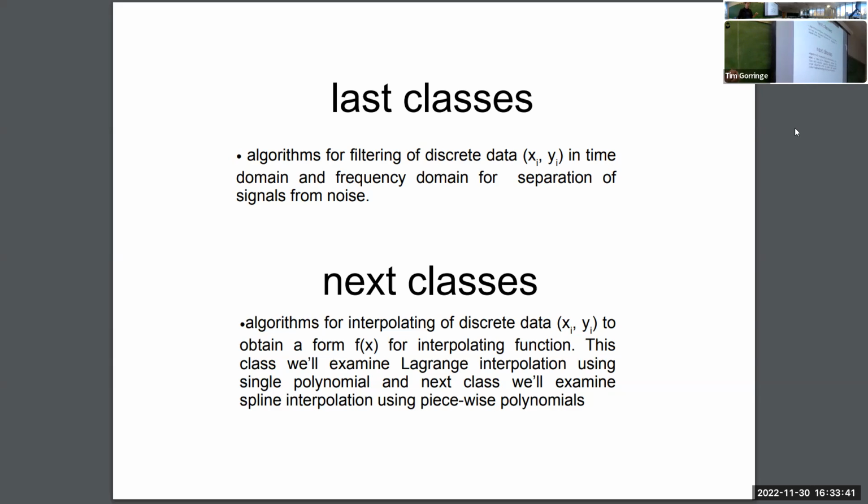Over today's class and the next class, we'll look at two ways of doing that. One uses what's called Lagrange polynomials, Lagrange interpolation, and the other one uses a spline method in which we use piecewise polynomials for the interpolation. Today we'll work on the Lagrange interpolation, and on Monday we'll work on the spline interpolation.